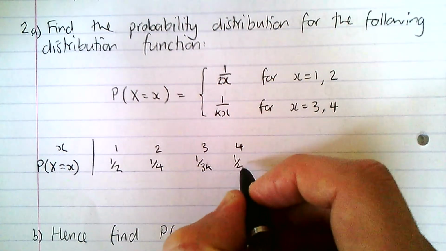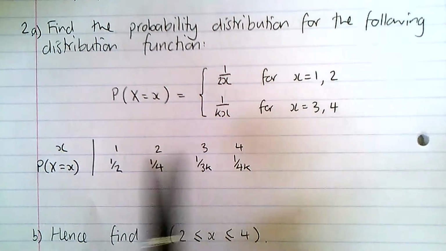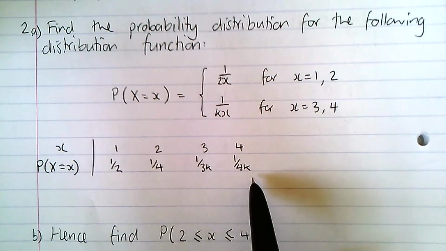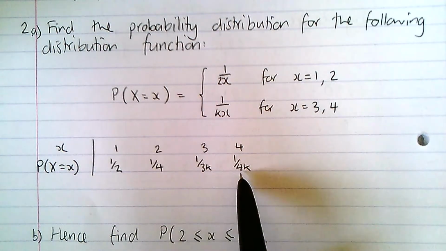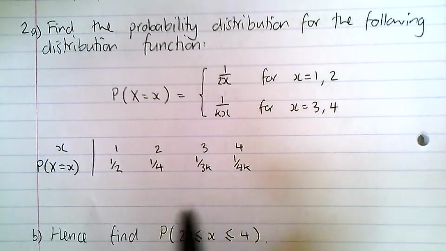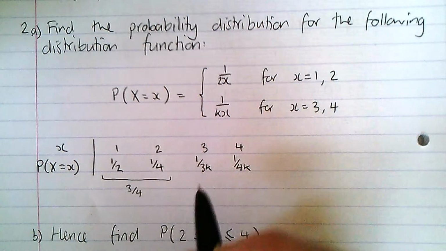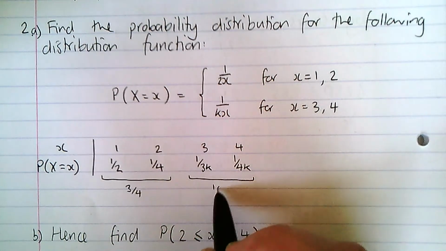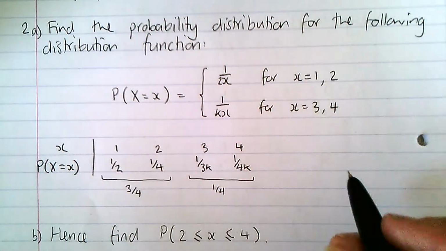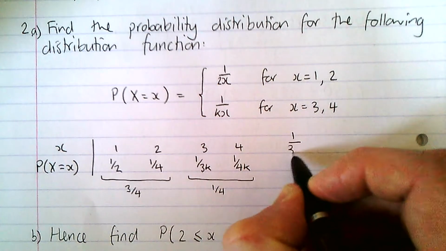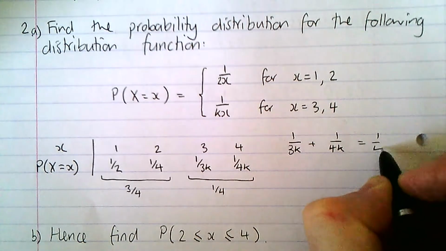So 1 over 4k. Now, what we do know is, as with the previous question, that the probability distribution must add up to 1. So here, a half, add a quarter, add 1 over 3k, add 1 over 4k, must all add together to give me 1. So these two here, a half add a quarter, will give me 3 quarters. So that means that these two here must add together to give me 1 quarter, because 3 quarters add 1 quarter will give me the full 1. So I'm going to write that down here: 1 over 3k plus 1 over 4k must be a quarter when I add them together.